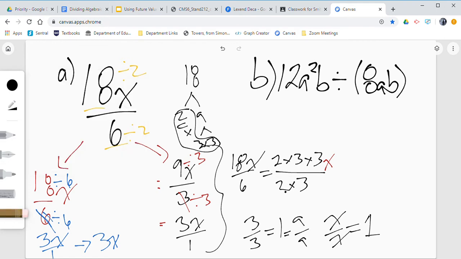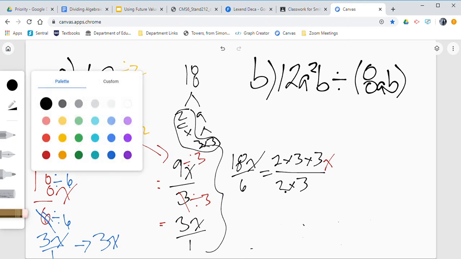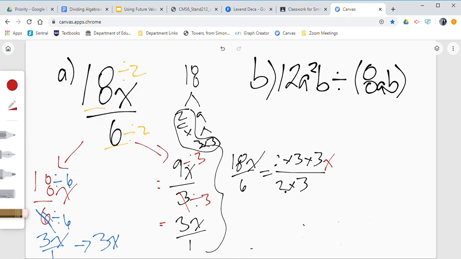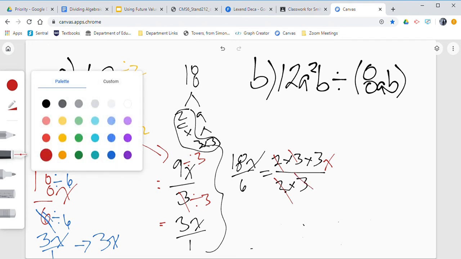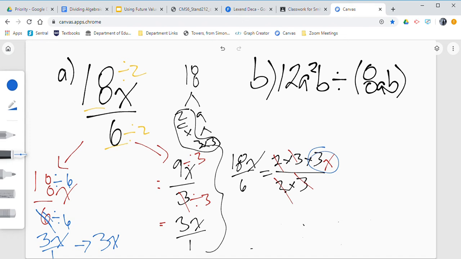When you divide it up into factor trees, you can look at it this way. My 2s are common on the top and bottom, so they cancel out to form 1. 3 and 3 cancel out to form 1. And what am I left over with? I'm left with 3x, which is exactly the same answer I got before.